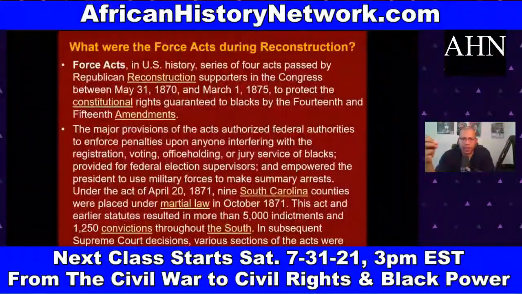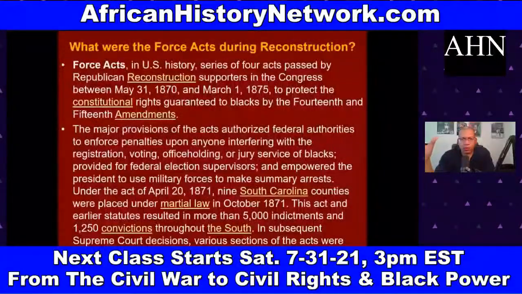Under this act, 9 South Carolina counties were placed under martial law in October 1871 by President Ulysses S. Grant. This act and earlier statutes resulted in more than 5,000 indictments of Klan members and white supremacists, things like this in South Carolina, and 1,250 convictions throughout the South.